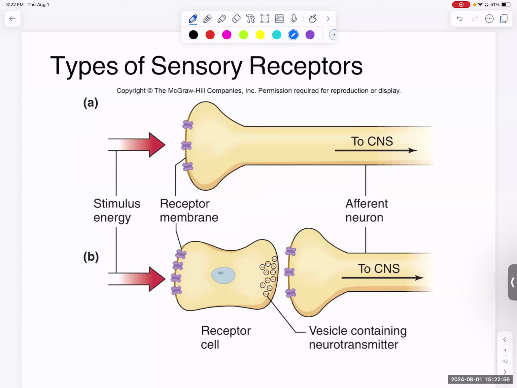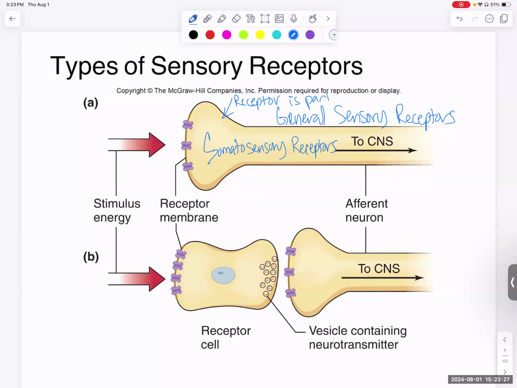So two types of receptors. Somatosensory receptors are an all-in-one unit. These are your general sensory receptors. What does that mean? It means that the receptor is part of the sensory afferent first order neuron. I like to say it's an all-in-one unit. Receptor neuron combo. That's general sensory receptors.